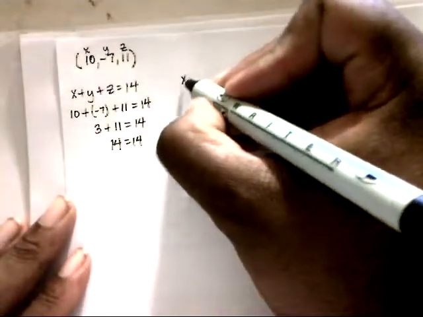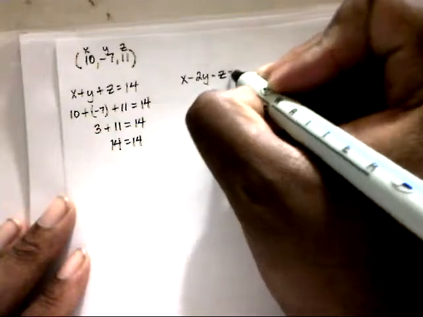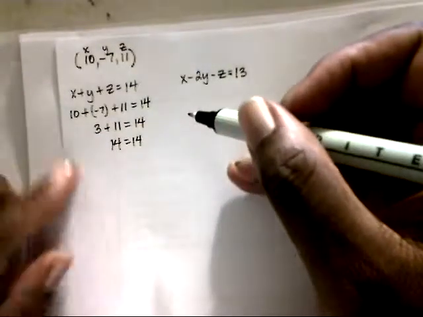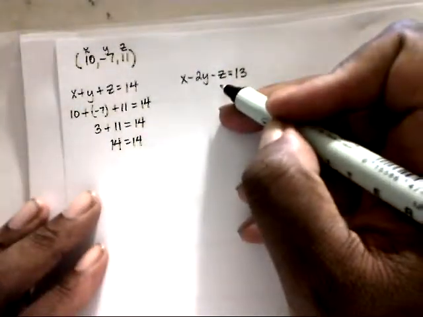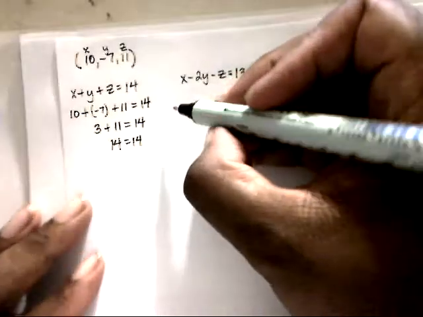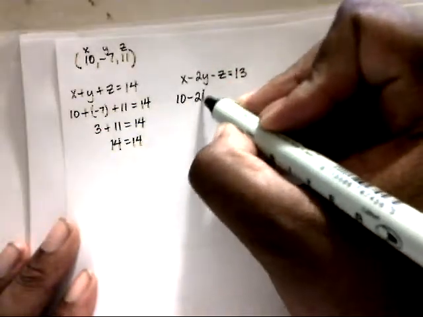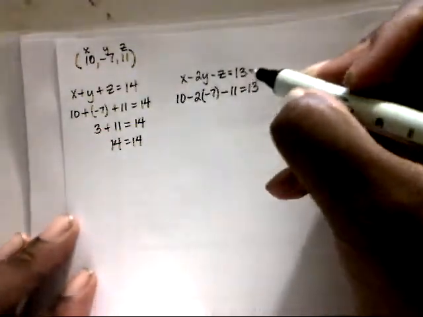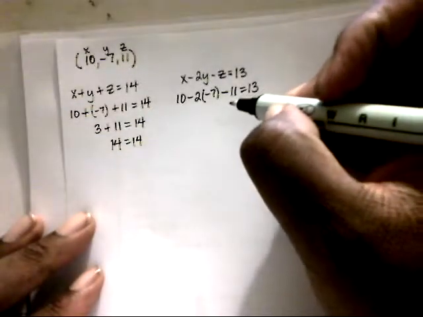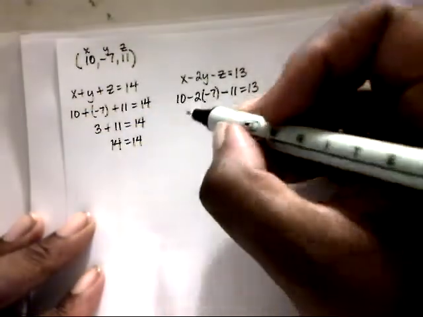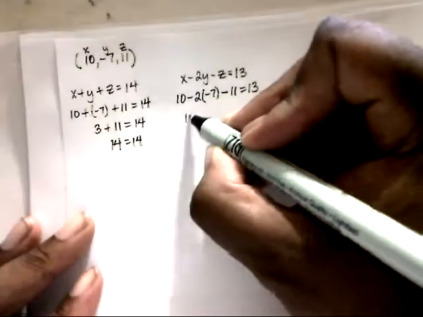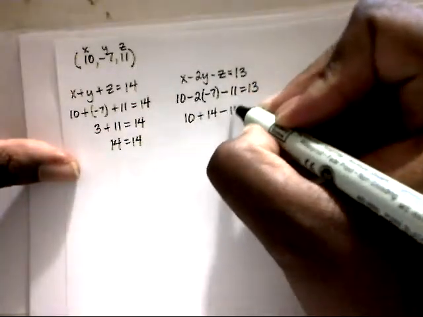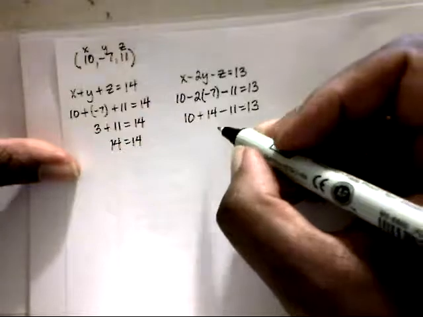The second one is x minus 2y minus z equals 13. We have to check to see if this ordered triple will satisfy this equation. So here x is 10, so we have 10 minus 2 times y, which is -7, minus z, which is 11. That should equal 13. Now let's simplify the left side. Let's bring down that 10, and then minus 2 times -7 would be a plus 14, minus 11. That should equal 13.